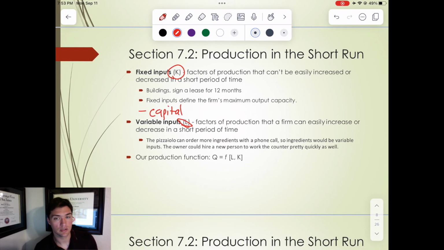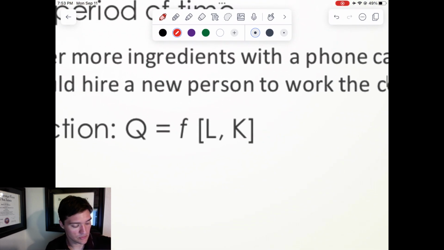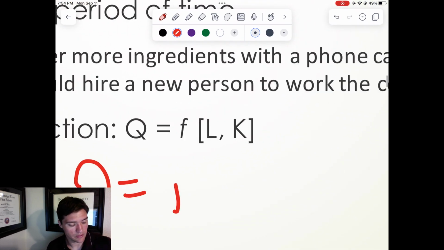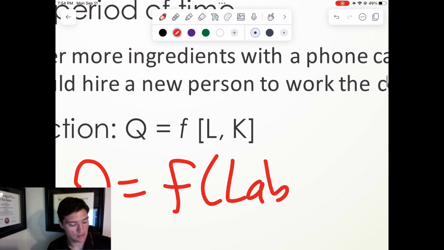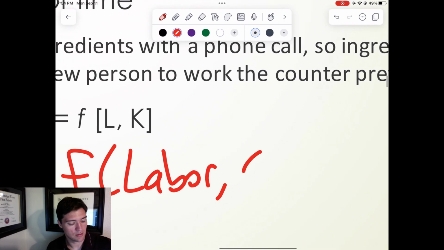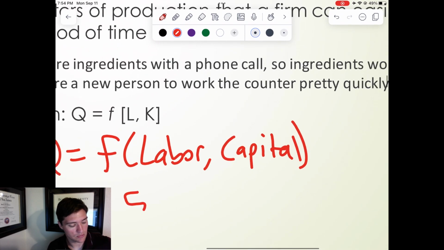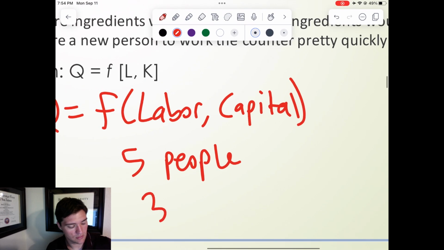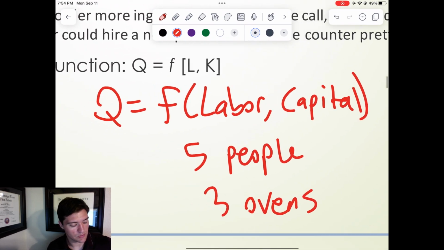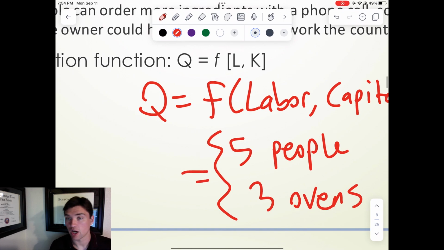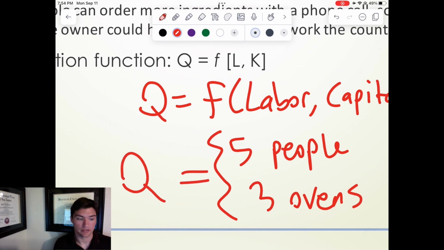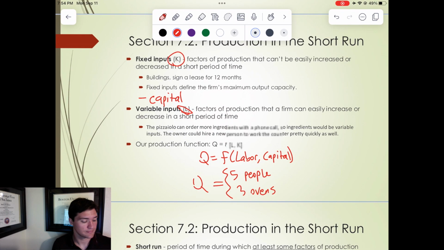Okay, all we're going to look at is your labor and your capital. That's all we're doing. So basically, if you had five people and 3 ovens, that's what you have. How much output can you make? That's what the production function is.